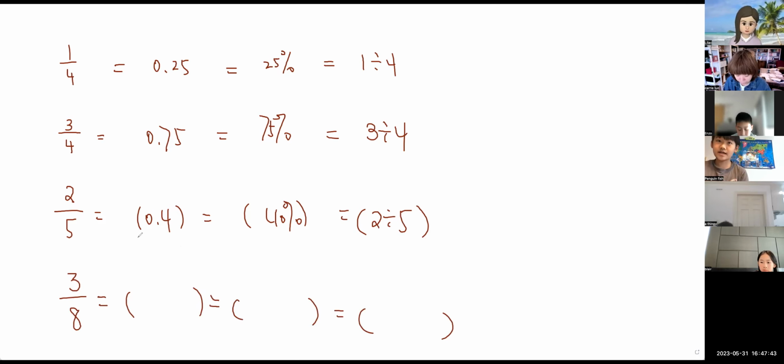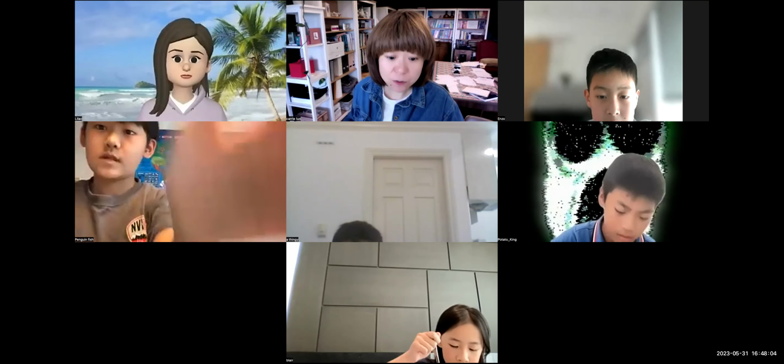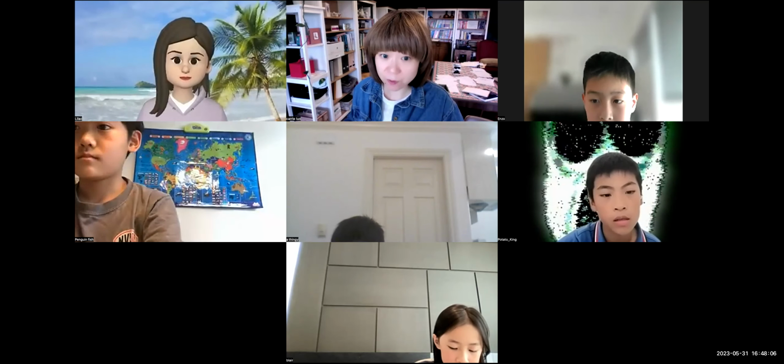Just a random guess. Is it 0.625? It's 0.375. Okay. 0.375, okay? So equals what? 37.5%, and also equals 3 divided by 8, okay? So everybody, I want you to memorize those things. Everything is going to be easier if you remember these things, okay?